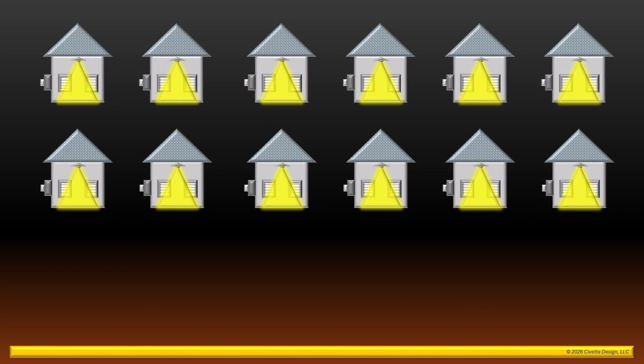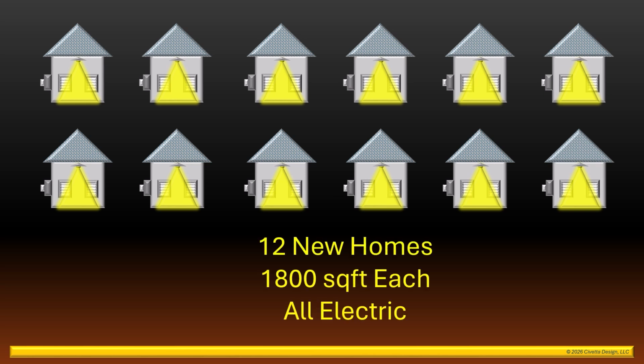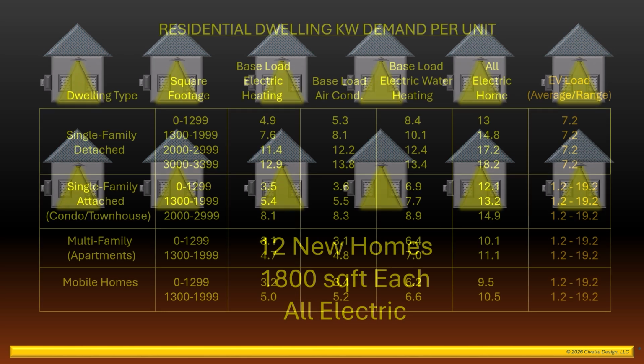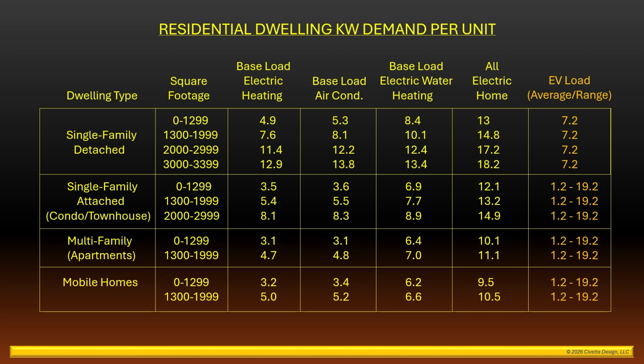Now let's assume a developer is building a small subdivision with 12 new homes. Each home will be about 1,800 square feet in size and will be all electric with no gas appliances. According to our residential dwelling demand estimating chart, each of the 1,800 square foot all electric homes lands our electric demand right about here, 14.8 kilowatts. And since we don't have any information regarding the EV charging load, we'll use the default of 7.2 kilowatts.